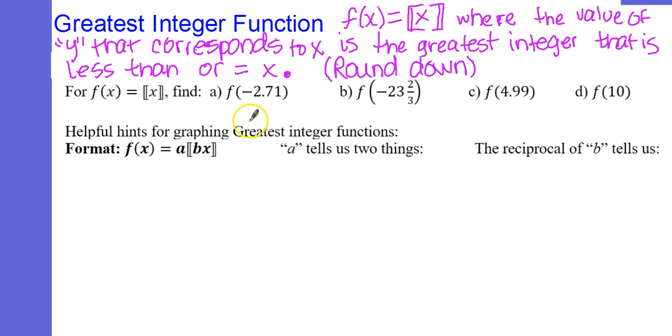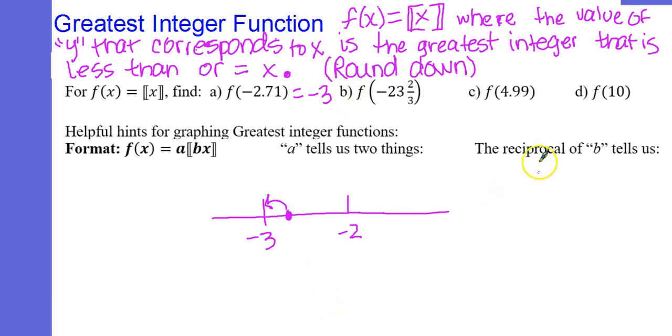Okay? So here we have the parent function and a couple of practices just to see if you can visualize. So I have f of x is equal to the greatest integer of x. Find the f of negative 2 71/100. Okay, you're in negative land here. So if I were to ask you to graph that, here's negative 3, here's negative 2, and negative 2.71 is right there. I have to round it down. So it is negative 3. I can't round it up to negative 2.